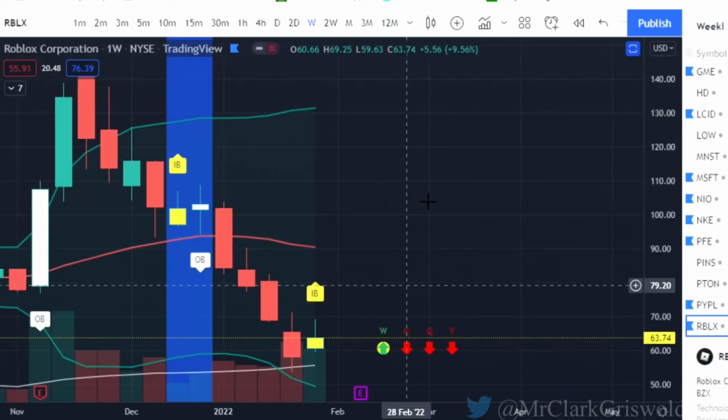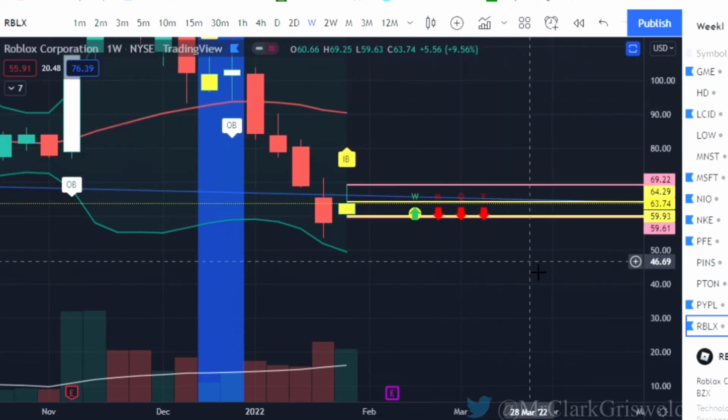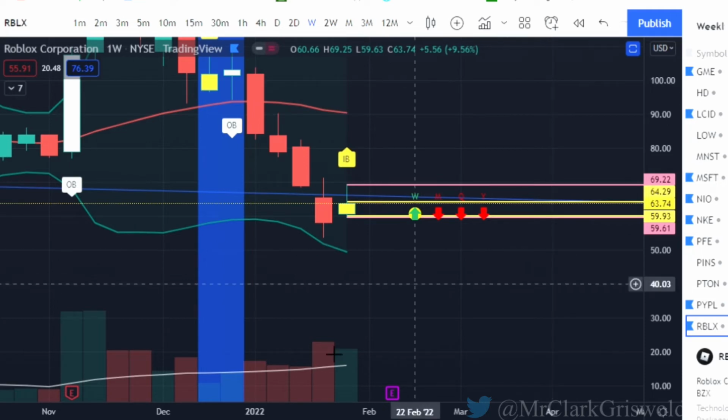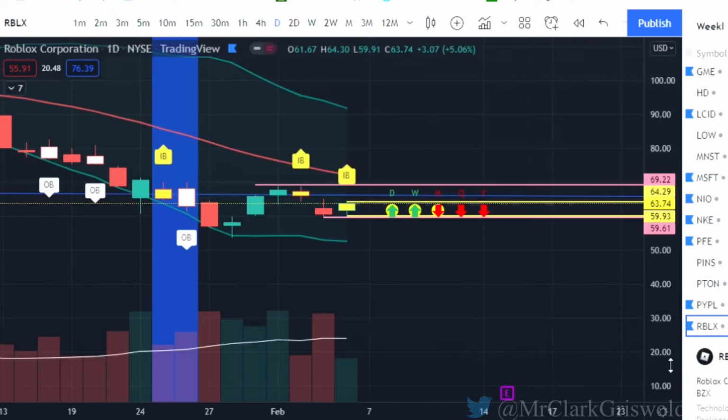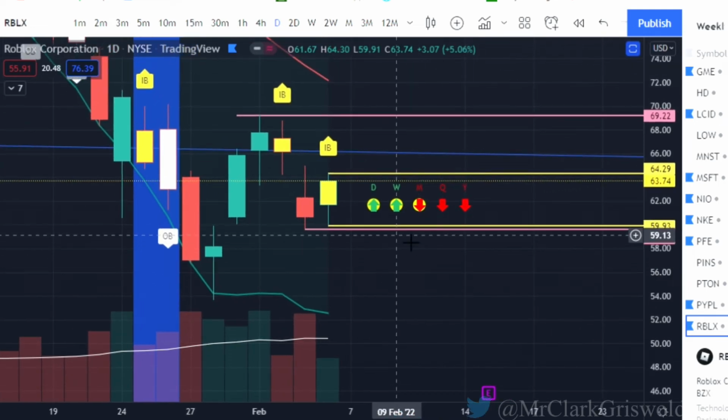RBLX, Roblox, inside bar, calls at $69.22, puts at $59.61. And I'm going to guess, if I go to this daily bar here, I have an inside bar setup on the daily for Roblox as well.